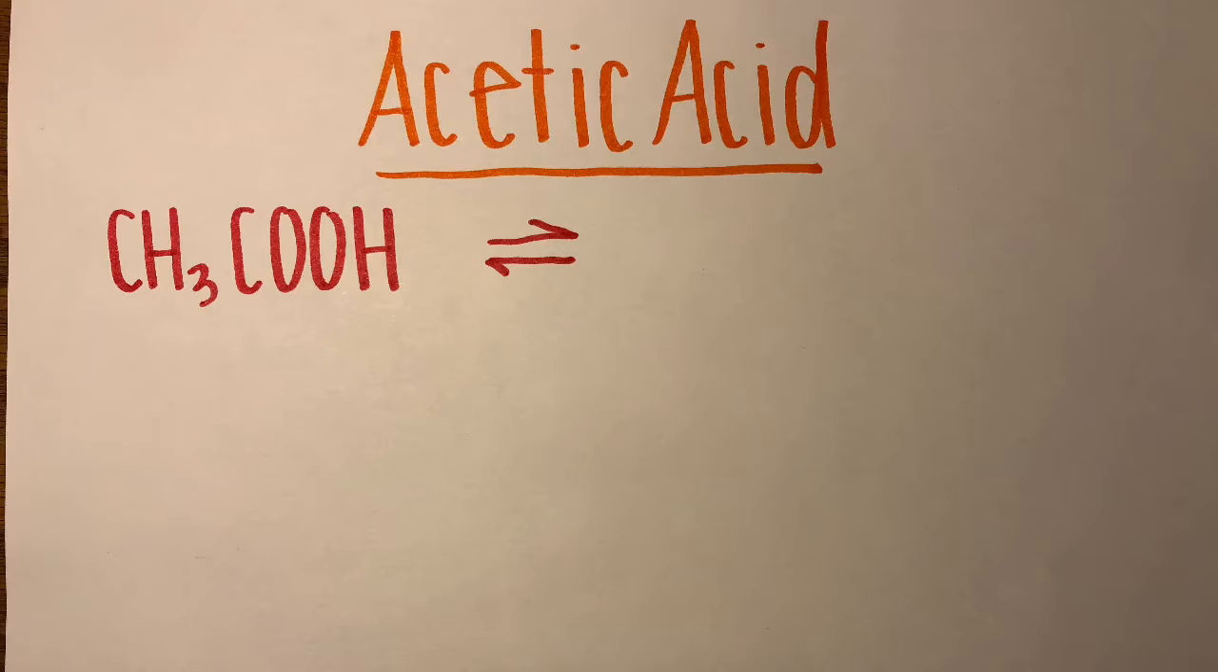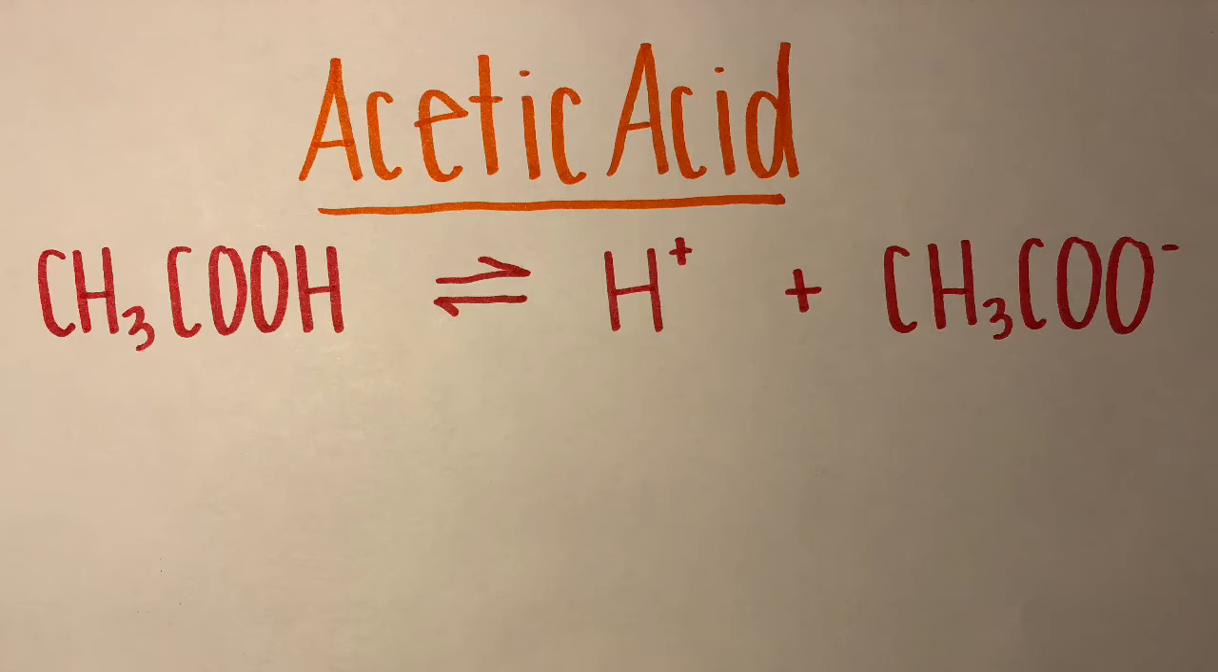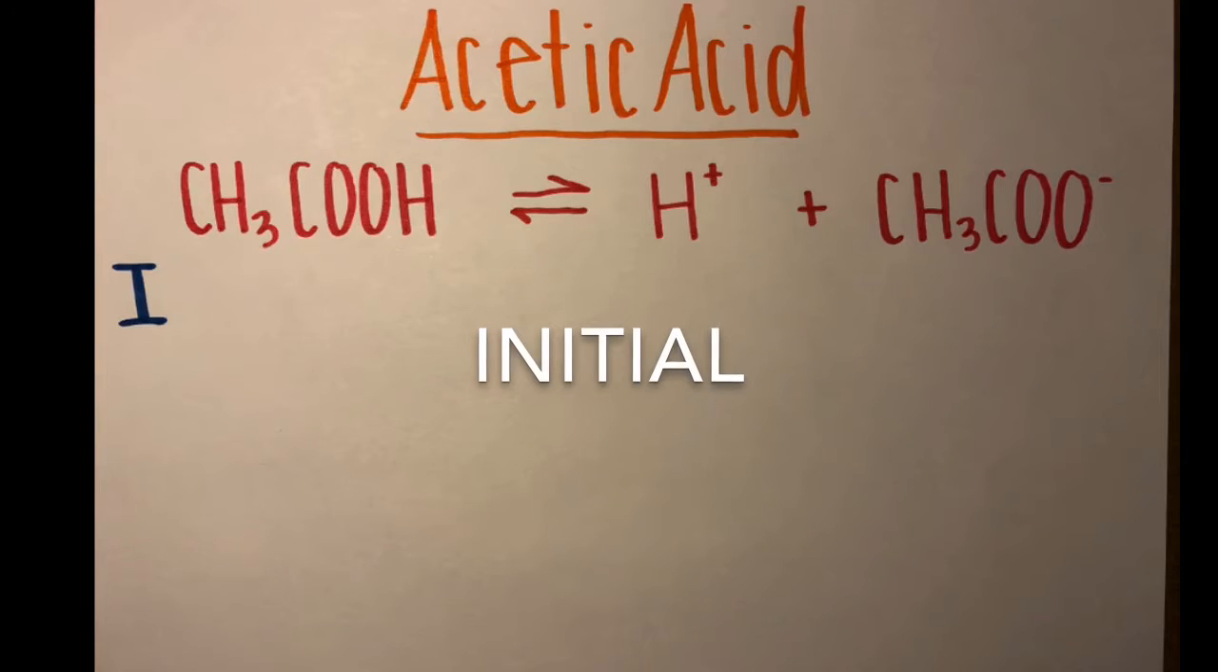In order to find pH, first we need to complete a calculation called an ICE box. Acetic acid is a weak acid, so it will not fully ionize. Our products will be H+ and CH3COO-. The I in ICE box stands for initial.